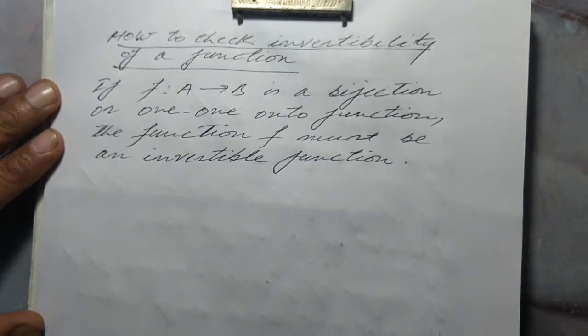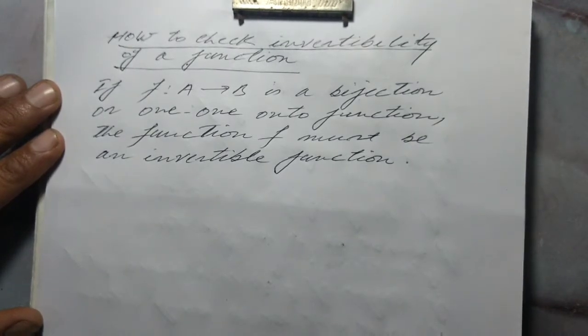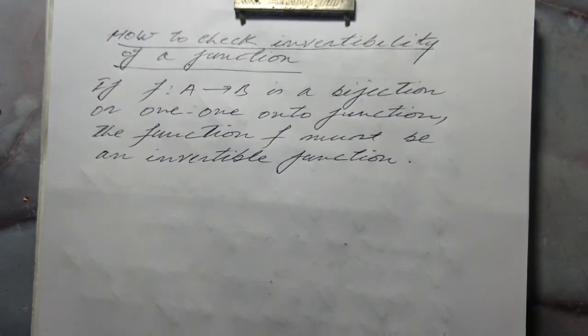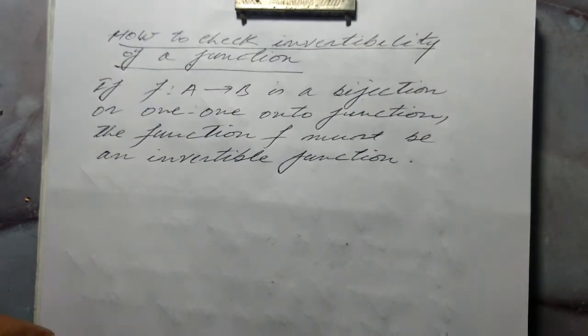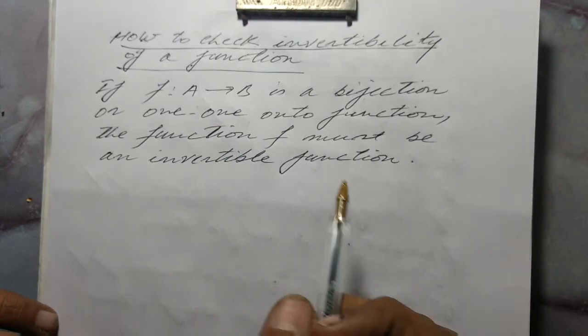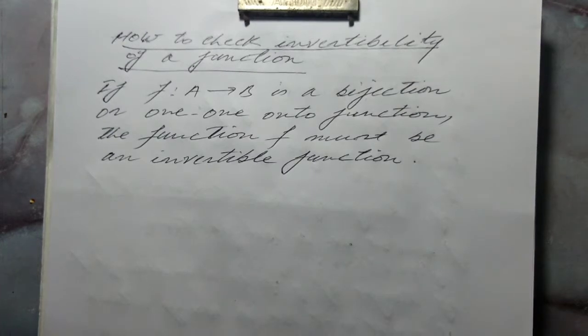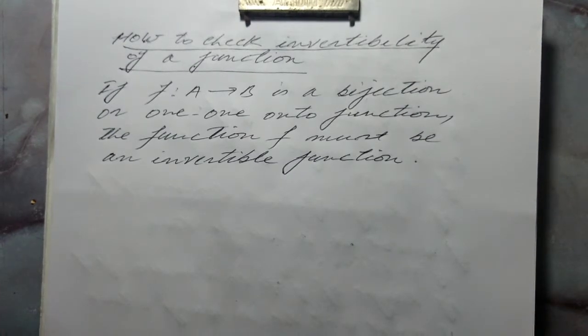That means if we need to prove a function to be invertible, then we have to prove that function to be bijective. So simply we have to check the bijection of the function, and if it is a bijection, it must be an invertible function.